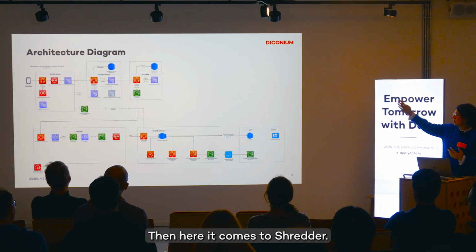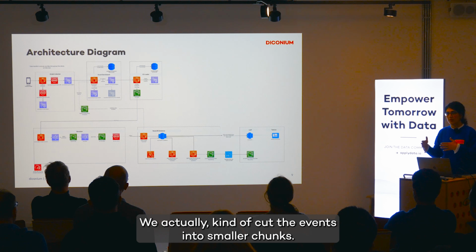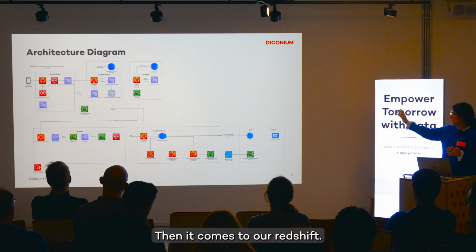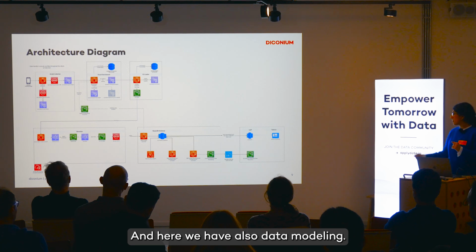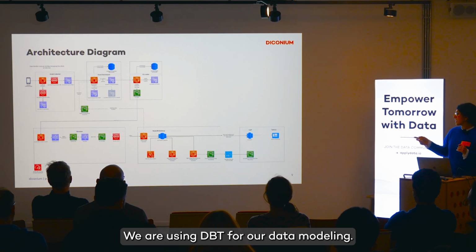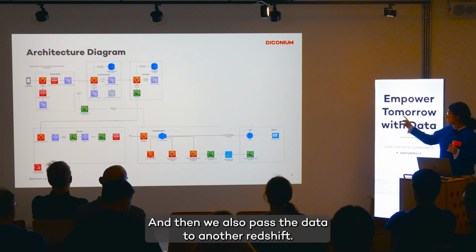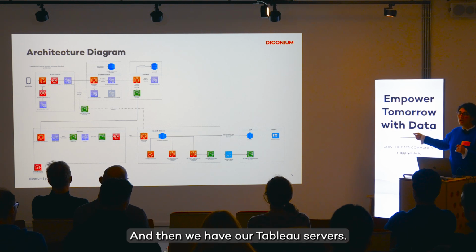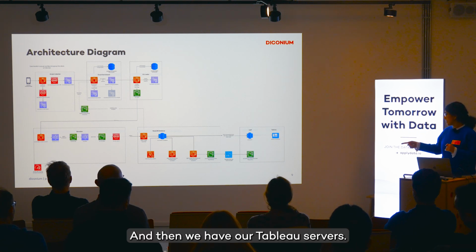Then here it comes to the shredder. We cut the events into smaller chunks. Then it comes to our Redshift. And here we also have data modeling. We are using dbt for our data modeling. And then we also pass the data to another Redshift. And then we have our Tableau servers.